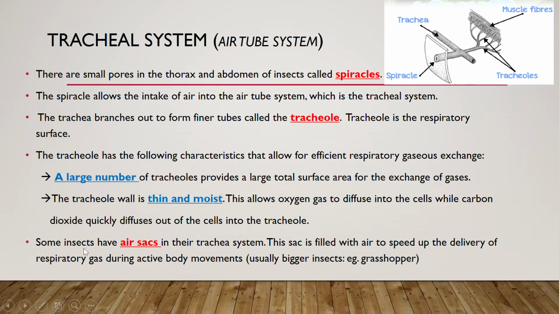Okay, some insects have air sacs in the tracheal system, but usually it is only present in bigger insects like the grasshopper. So this sac is to be filled with air to speed up the delivery of respiratory gases during active body movements. Okay, so that means when the demand for air is high, this is when the sac comes in to play its role, right?